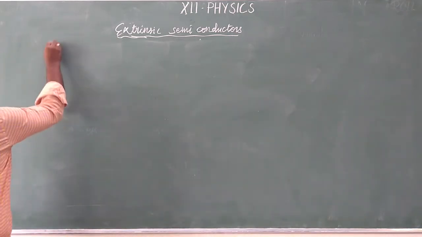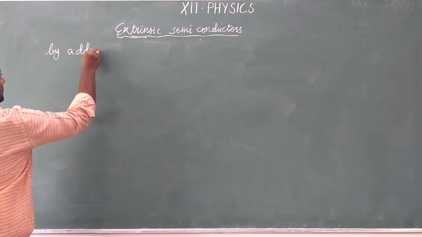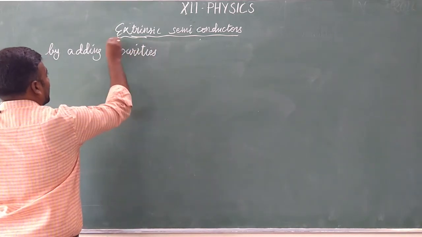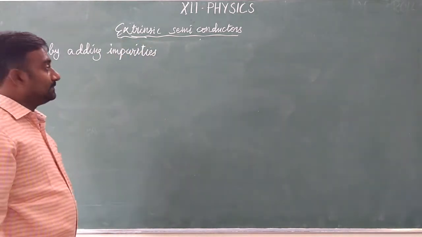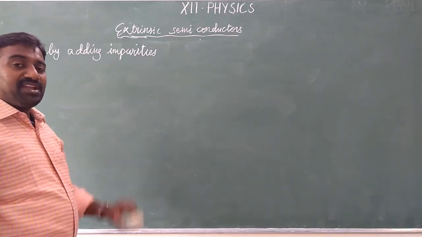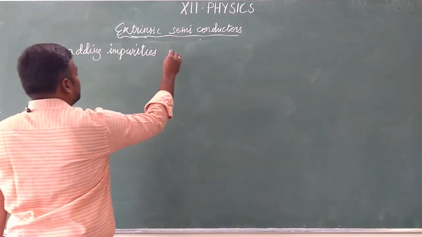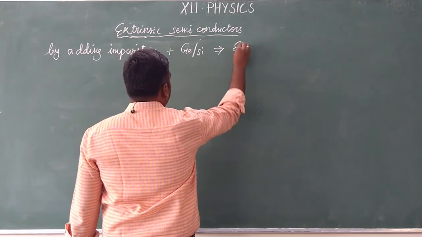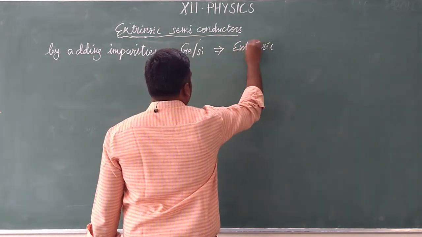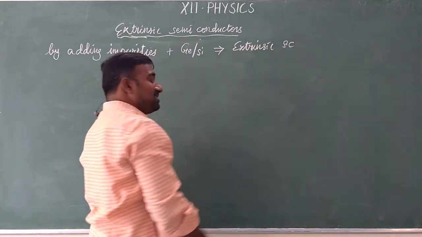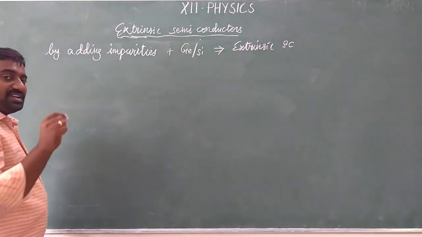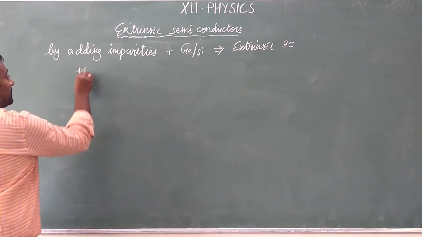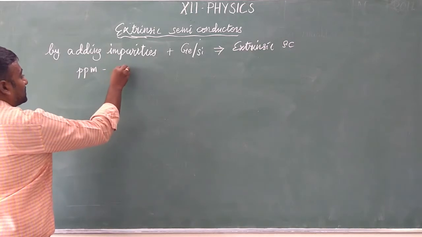By adding impurities, we can get the extrinsic semiconductor from the intrinsic semiconductor. That is, by adding impurities to germanium or silicon, we'll get extrinsic semiconductor. We add the impurities in a limited amount. That is called a dopant. Mostly that value should be in ppm, which means parts per million.